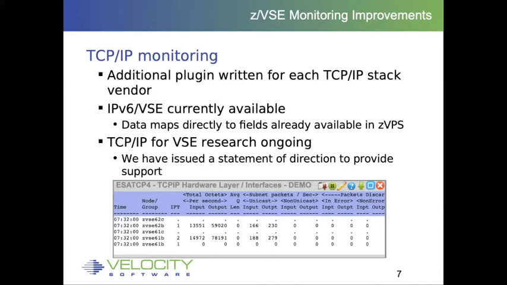We also provide TCP/IP monitoring. There's a specific plugin for each TCP/IP stack, both IP6 for VSE and TCP/IP for VSE. The IP6 for VSE from Bernard Software is currently available. The data maps directly into fields that are already available in zVPS, those that we use for network monitoring from Linux. TCP/IP for VSE research is ongoing, and we have a statement of direction to provide that support.